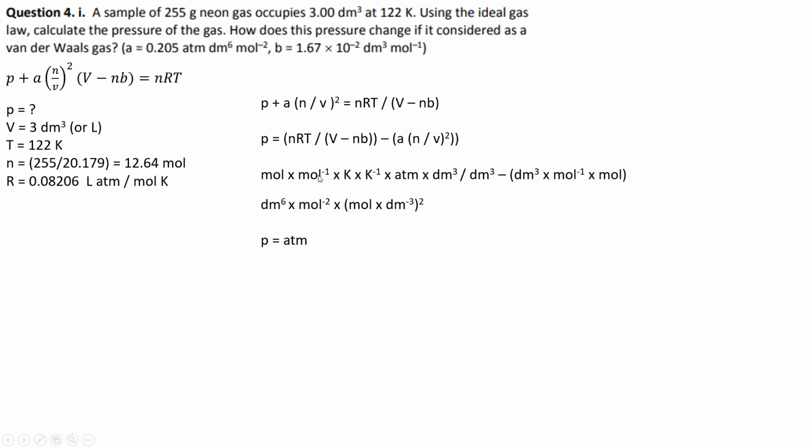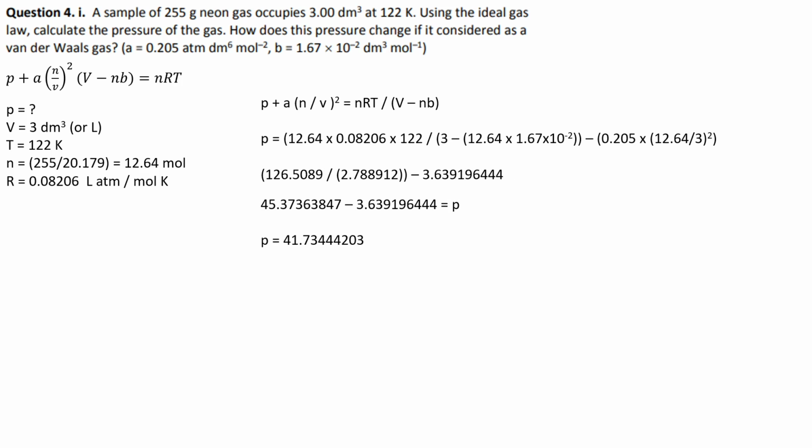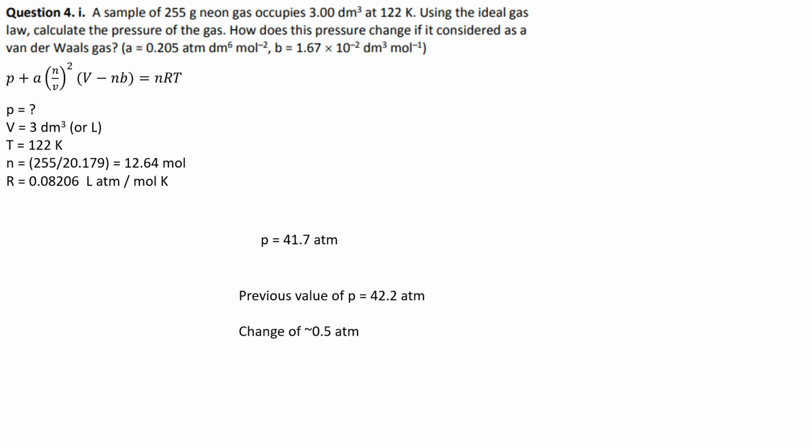And on top we have moles to minus 1, Kelvin, Kelvin minus 1, atmospheres, which is on its lonesome, decimeters cubed, and then decimeters cubed minus decimeters cubed, moles to minus 1, moles, so the moles cancel out. Decimeters cubed minus decimeters cubed, the units still remain, but you can divide decimeters cubed by decimeters cubed to get no units, so we are left with just atmospheres. Now we can substitute in our numerical values to give us a pressure of 41.7 atmospheres. Comparing this to our previous value of 42.2, we have a change of 0.5 atmospheres, which is pretty significant.